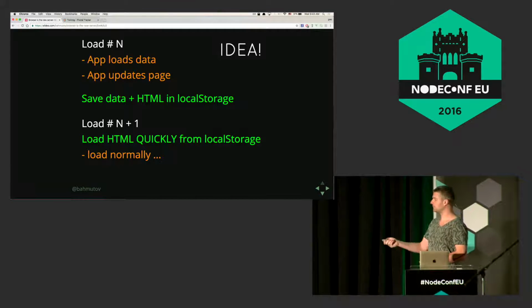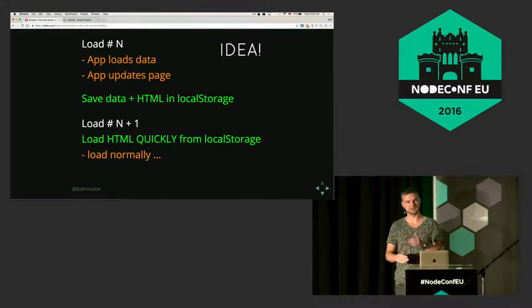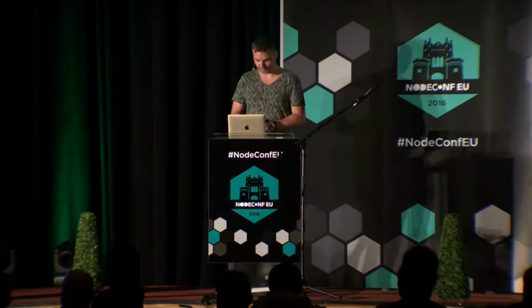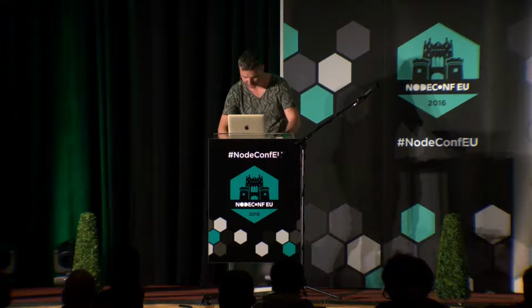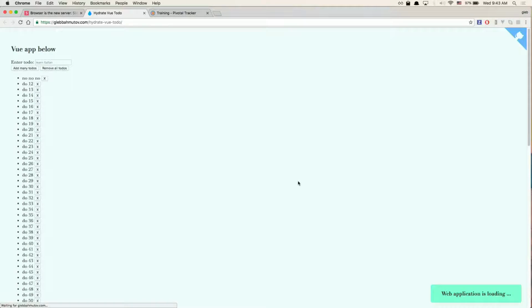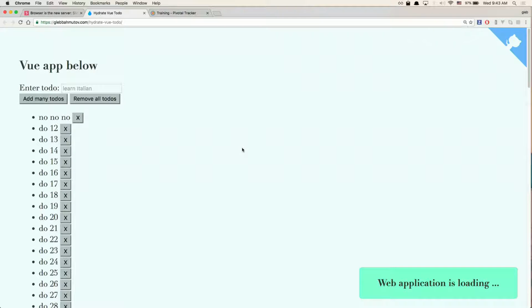Next time we load, we'll load HTML from local storage, and we can display it right away. And then we can continue loading normally. So I wrote something like this that I call hydration. And let me see if I can just show it live. OK, so there is a web application. The application only starts after a couple of seconds. But you can see that the to-do list, that's quite long, appears right away. It was cached. And while the web app is loading, I'm seeing the static snapshot of HTML. And I can interact once the web app loads.